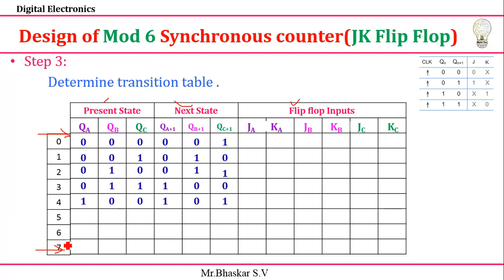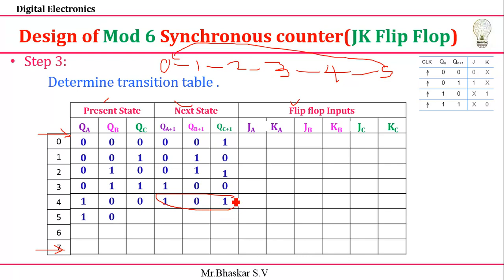Now 0 to 5 is over. I already told you that for a mode 6 counter, it counts from 0 to 1, 1 to 2, 2 to 3, 3 to 4, 4 to 5. After 5 it will come back to 0. That is a very important thing. So once it is 5, 101, it is over. Suppose it is 101, the next value, what do I need to do? I need to come back to 0. That's why take care: here it is 000. I'm going to take it as 000.